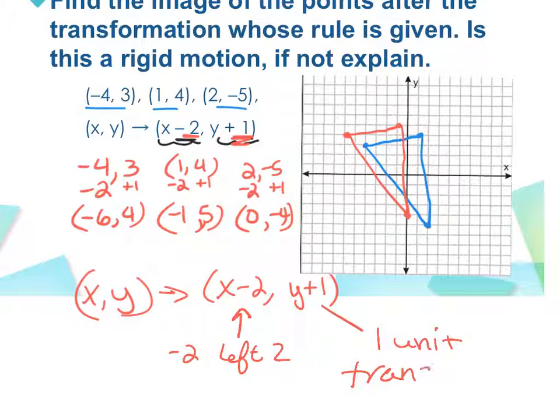We slid the figure. And it did stay congruent, so yes, it is a rigid motion. The rule that's here isn't a formula. This rule is just whatever they gave you. So just as soon as you see that you're adding or subtracting something to your coordinates, that should be recognized that it's a translation.